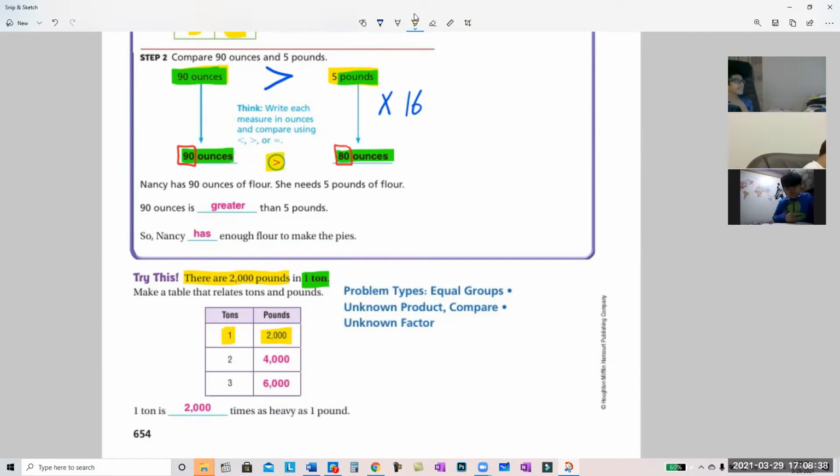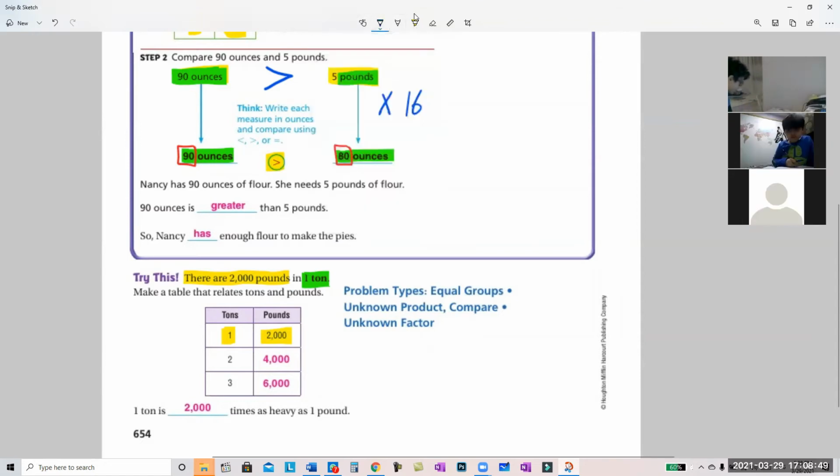So if you want to convert from tons to pounds, you have to multiply by 2,000 to get the right answer. So we're going to multiply by 2,000 every time to write it with pounds. So 2 tons multiplied by 2,000 will be 4,000 pounds, and 3 tons multiplied by 2,000 equals 6,000 pounds.